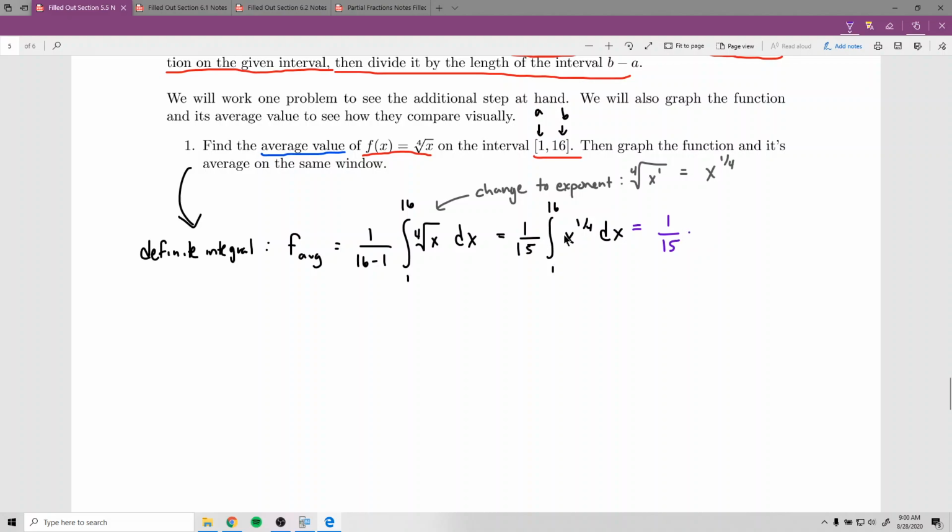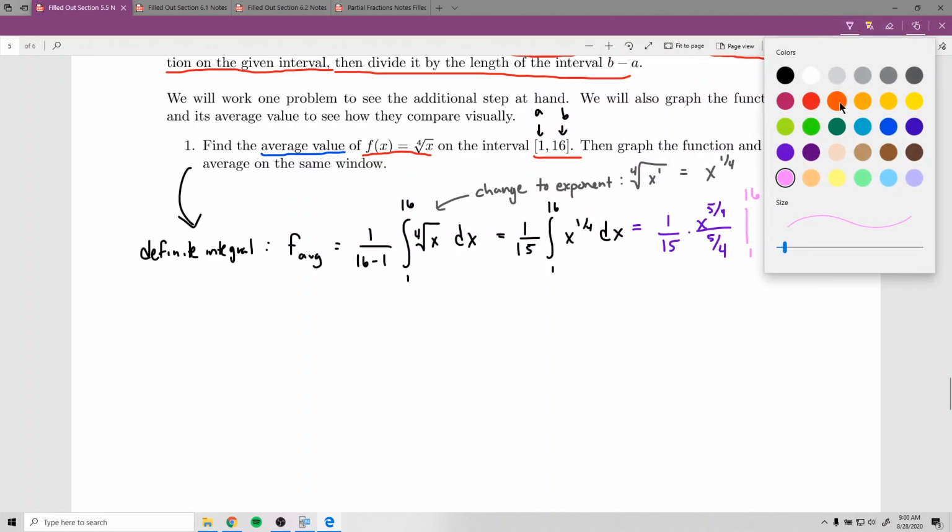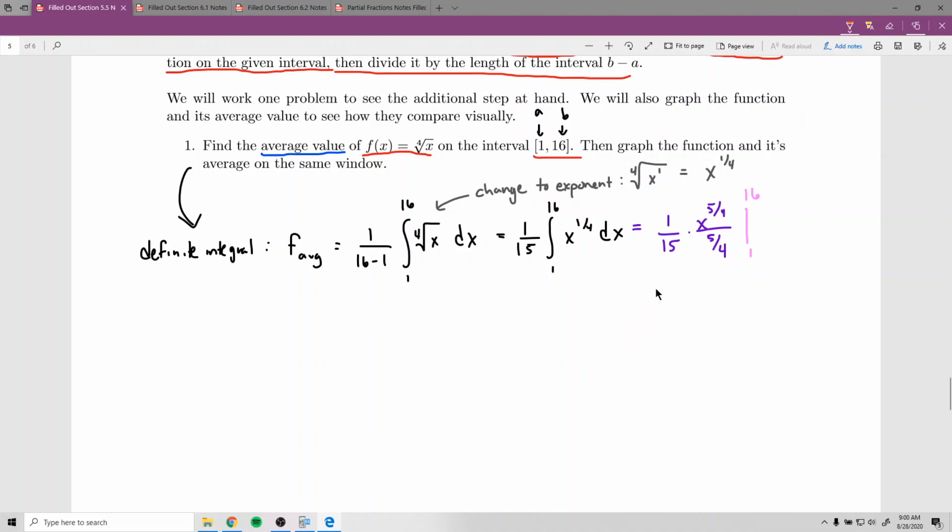Then when we integrate x to the 1/4, we add 1 to the power, which is 5/4. Right? 1 plus 4 is 5. And then we divide by the new power. We didn't use substitution, so don't get confused about that. No, we did not make any substitution. We still have x. But when we write our evaluation bar, we can plug it in right away. Now, what I would recommend is not plugging it in right away and just simplifying this a little bit.